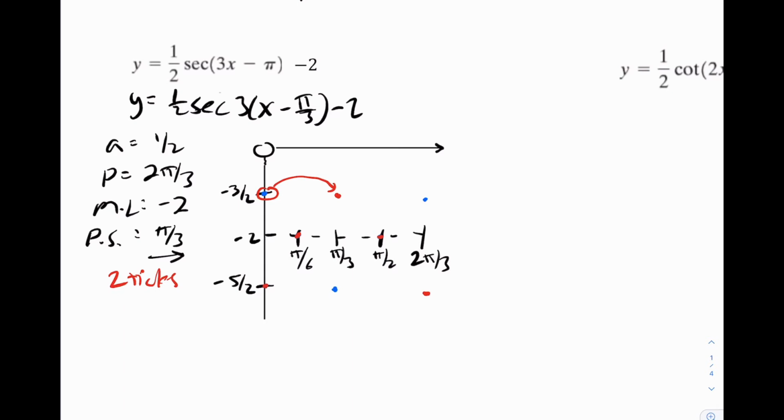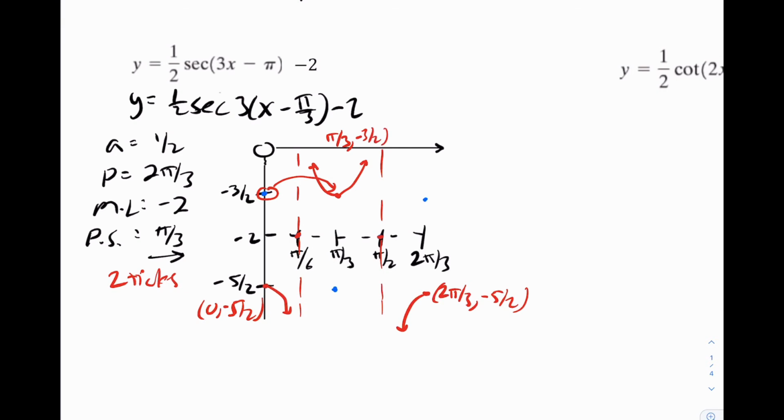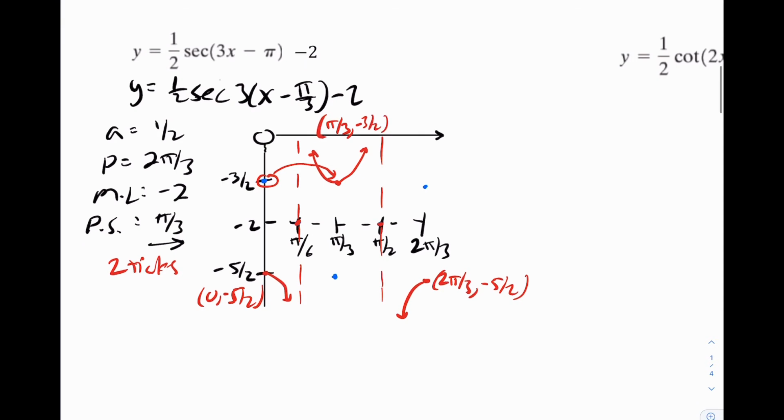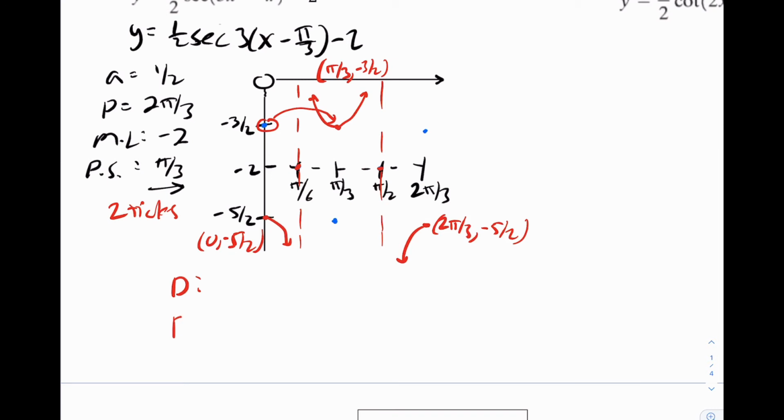And let's draw our secant graph. Wherever it hits the middle, those are the asymptotes. And let's draw the parabolas in. Just to be clear, I'll make this 2 pi over 3, -5 over 2, 0, -5 over 2, and pi over 3, -3 over 2. And there's our graph. Let's quickly do domain and range.